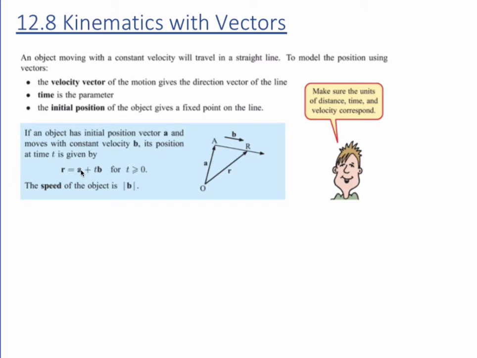So A again is going to be an initial position vector, and here t is actually going to stand for time, and B is still a direction vector, but now we call it a velocity vector, because it gives you direction, and the magnitude of B gives you the actual speed of the object. Okay, so B is going to be a very specific vector. It's not going to be any vector parallel to it. It has to be that vector, and the magnitude is going to be the speed of the object.